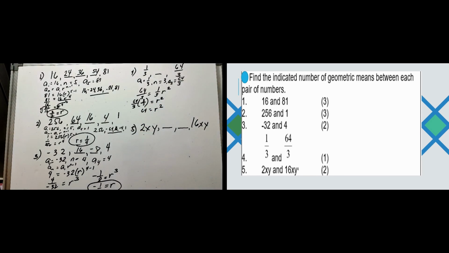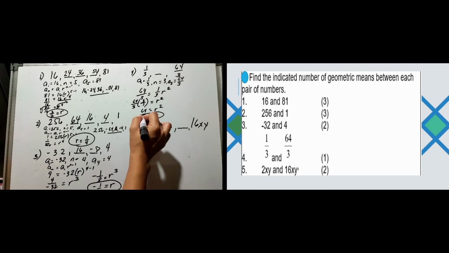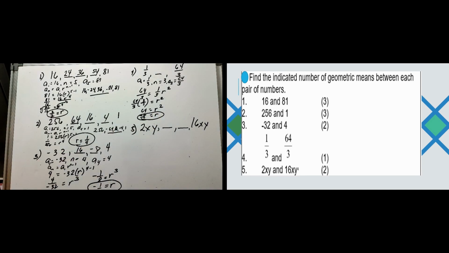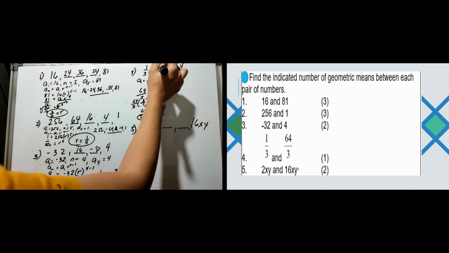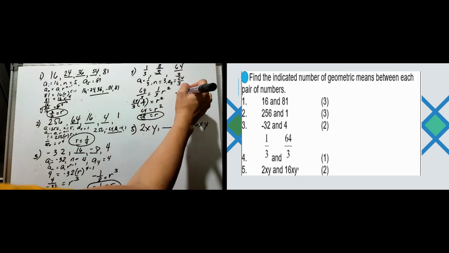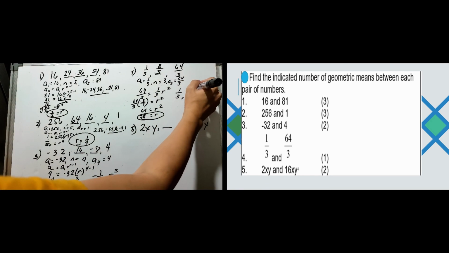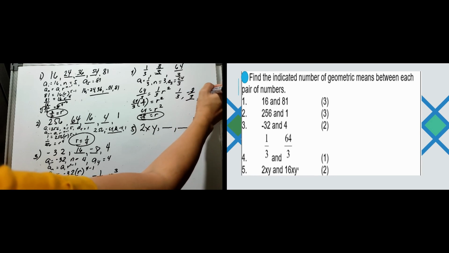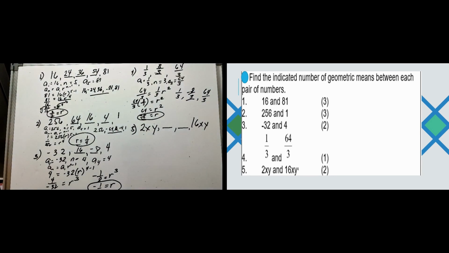So square root of 64, and that is 8. Positive, negative 8. If we're going to take the positive, this will be 1/3, 8/3, and then 64/3. If we're going to take the negative 8, it will be 1/3, negative 8/3, and then 64/3. So the geometric means are positive 8 over 3 and negative 8 over 3.